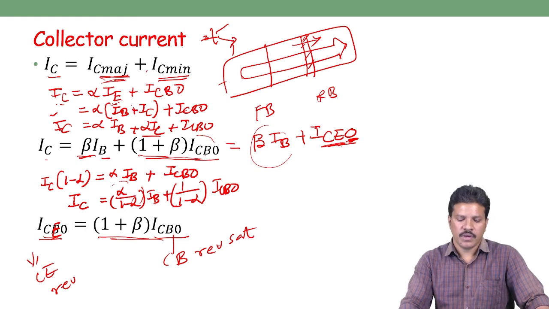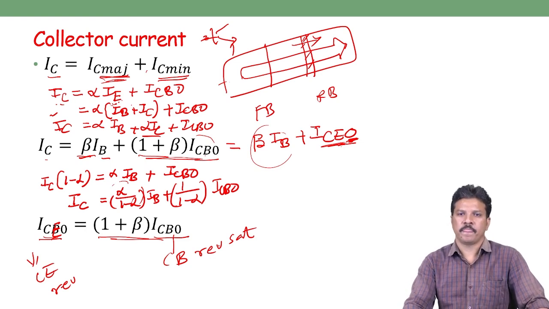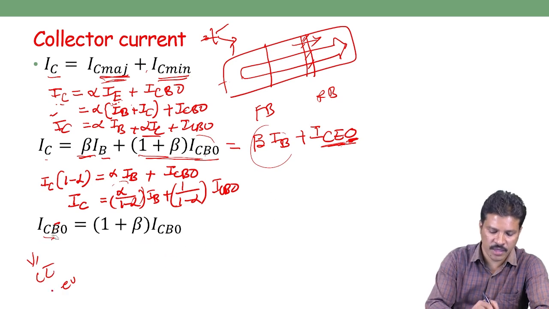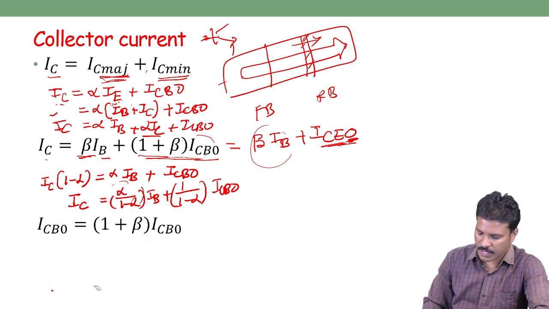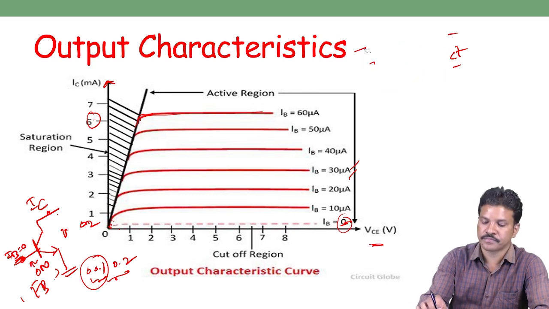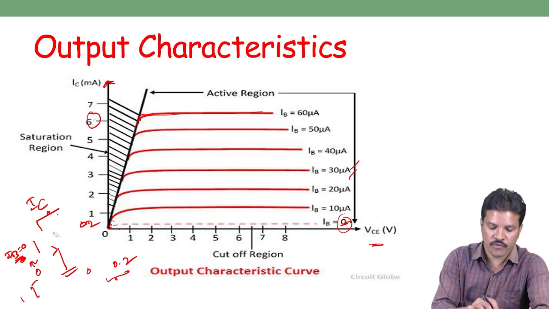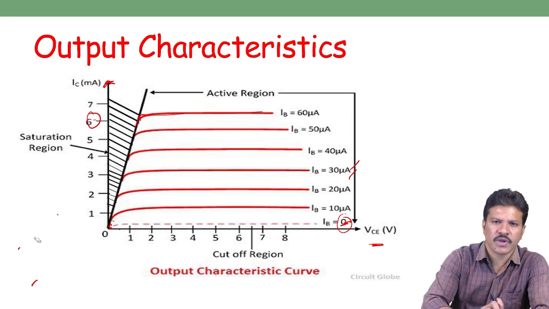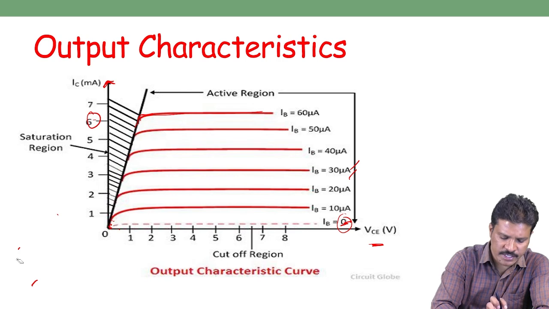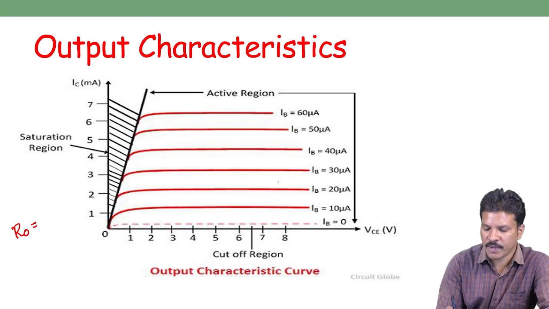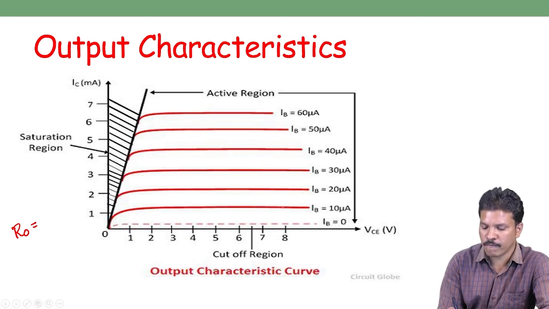So here we can observe the important outcome parameters from the output characteristics. If you see these characteristics, what we measure first is the output resistance. Output resistance can be calculated for a particular graph.